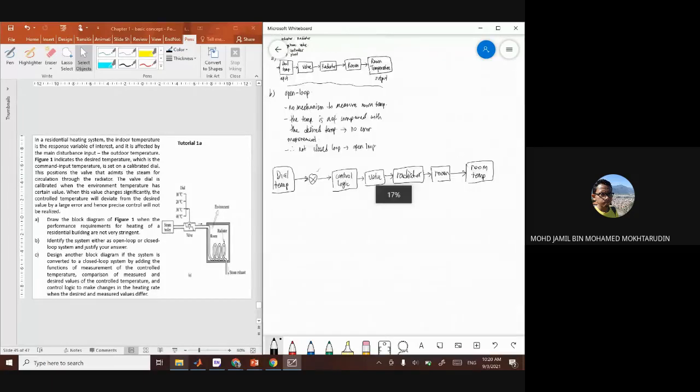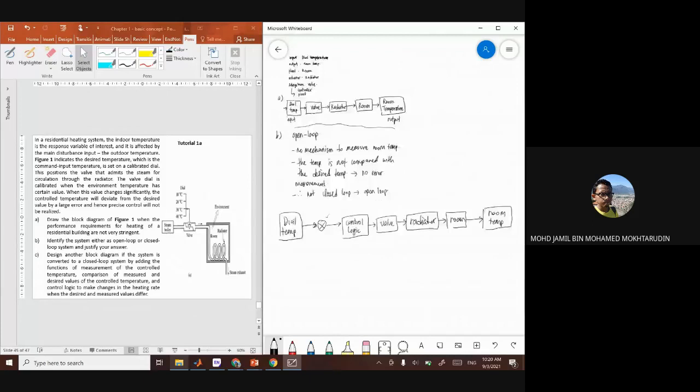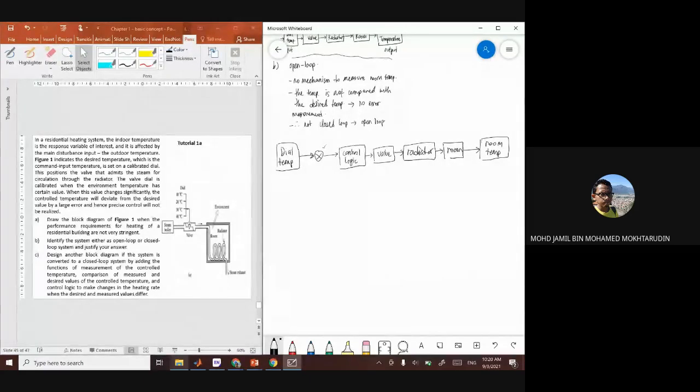Okay, so one more thing you need to add is a sensor, because a closed loop must have an arrow that goes back to this circle. So you put a sensor, the question said, adding the functions of measurement of the controlled temperature. So maybe you can put here temperature sensor. Okay, and then from here, you draw an arrow. It goes to the temperature sensor and then goes to this circle and cross. Okay, we call this summing junction.